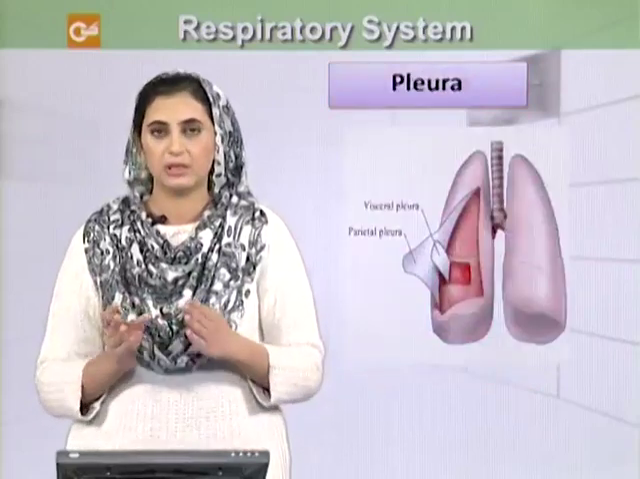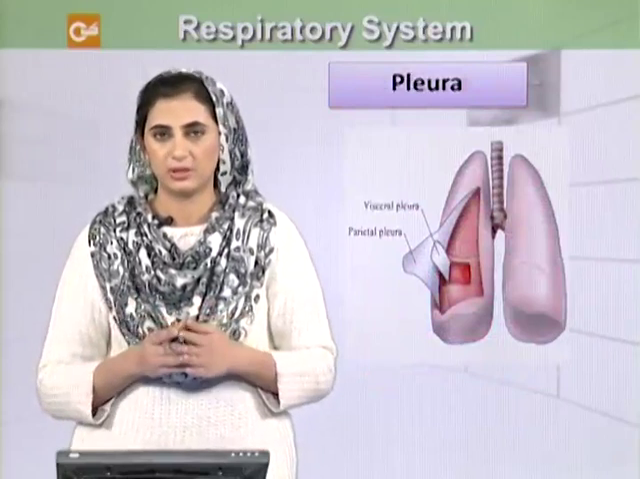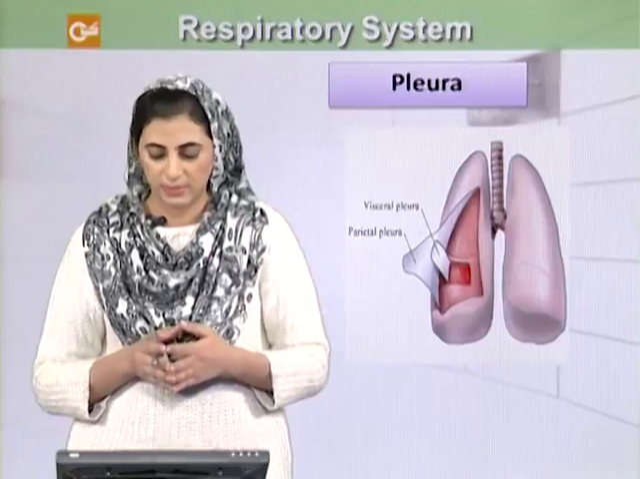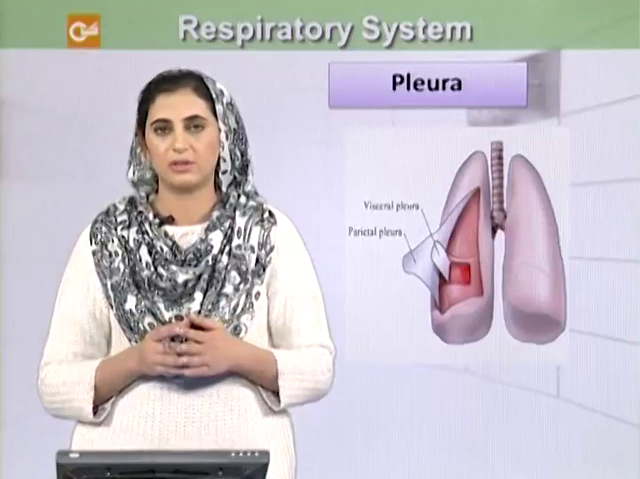And then you can see in this diagram that the lungs are protected by a double membrane structure, which is known as pleura. You can see the visceral pleura and parietal pleura. So this was all about the respiratory system in man.